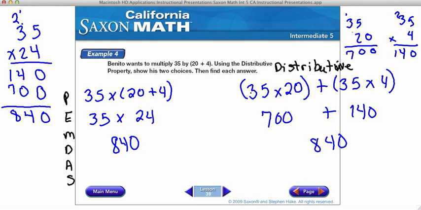For letter G, you need to show both ways. So refer to example 4 when you are doing your work. Okay? PEMDAS or the distributive property.